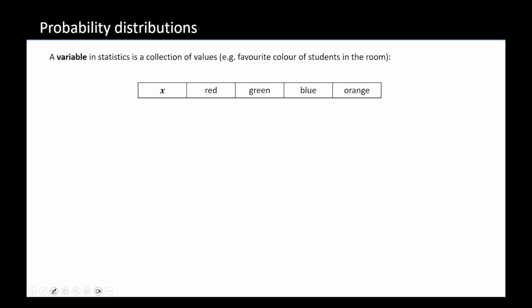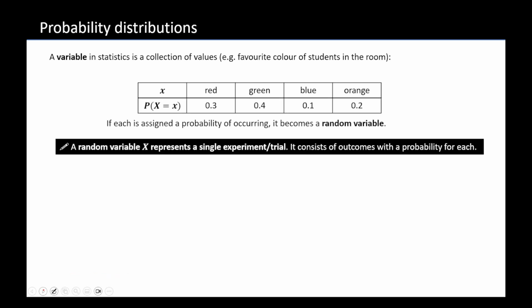Now in statistics, a variable is classed as a collection of values. So for example, on the screen, if I was to ask students in my class what their favourite colour were, then X would represent their responses. So either be red, green, blue, orange, whatever colour that they choose. Then if each is assigned a probability of occurring, then it becomes a random variable.